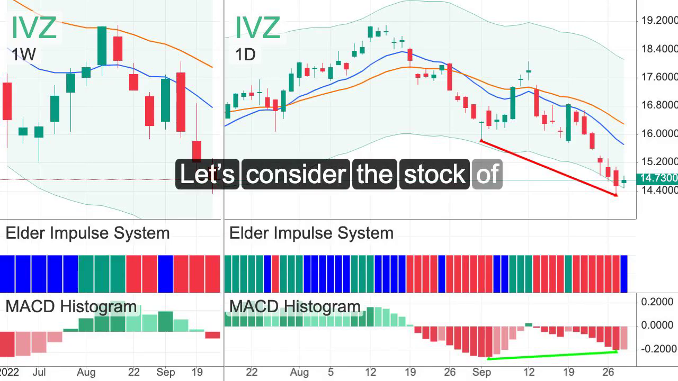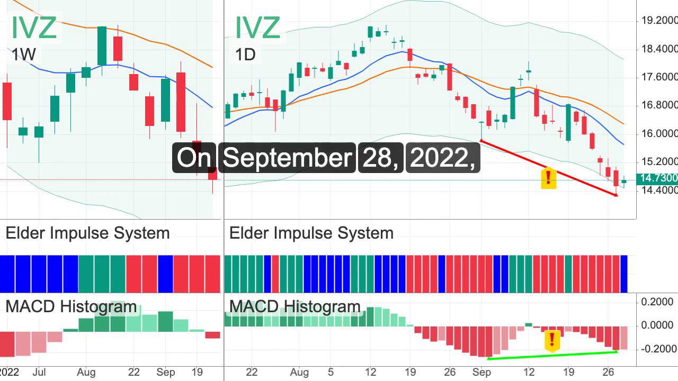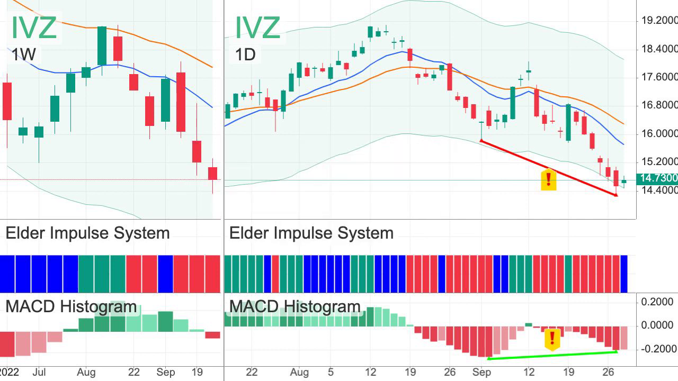Let's consider the stock of Invesco Limited. On September 28, 2022, a bull divergence formed in a downtrend. This is a strong buy signal. There is a first light bar on the histogram. Are you ready to submit a buy order?